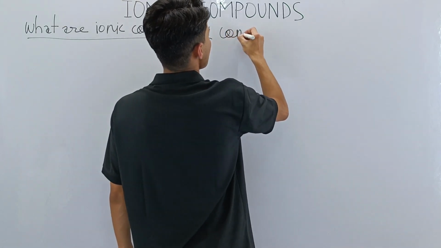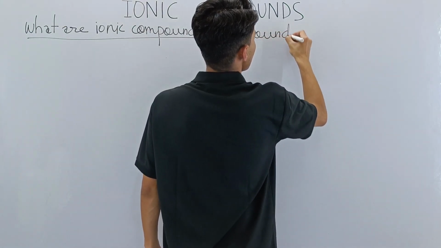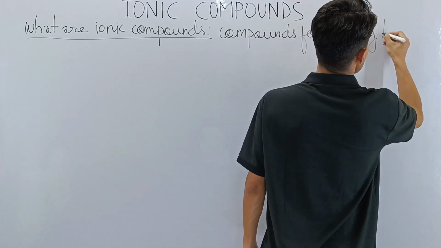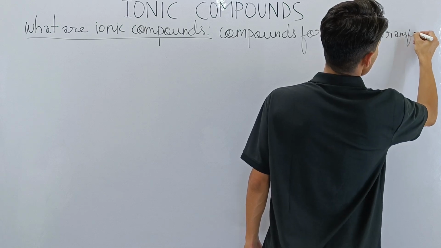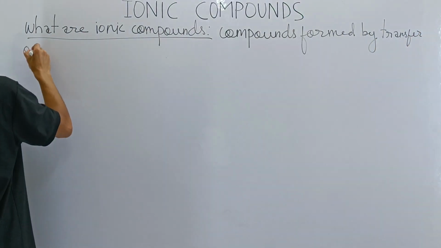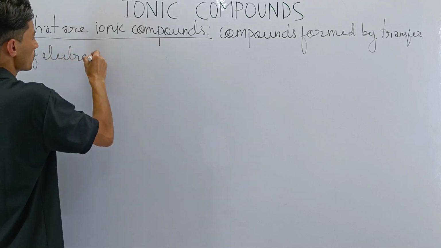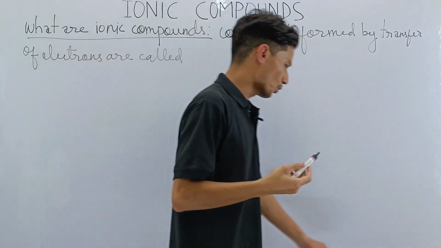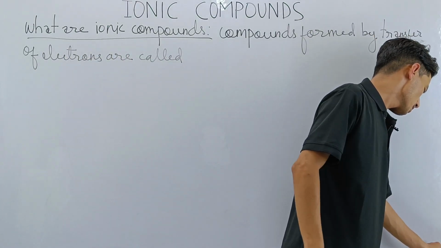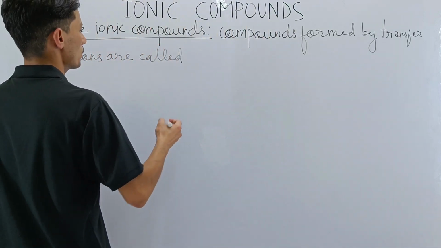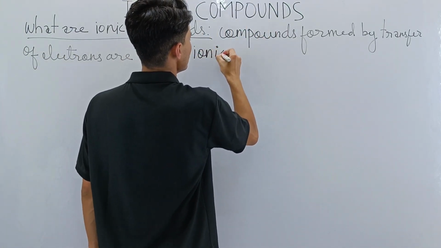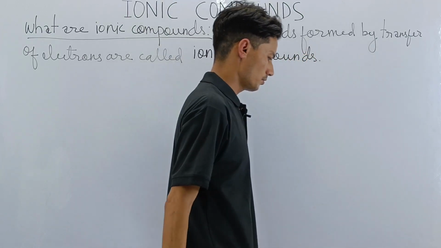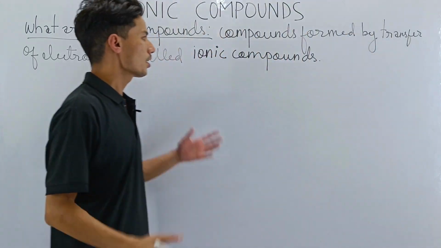So compounds formed by transfer of electrons are called ionic compounds. The ink is low, let me change this. Compounds formed by transfer of electrons are called ionic compounds. So this is the definition of ionic compounds.